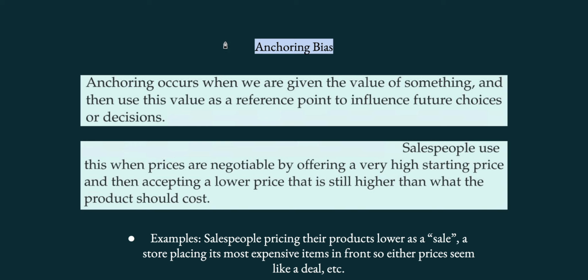Number 2, anchoring bias, is when we are given the value of something and then use this value as a reference point to influence future choices or decisions. Salespeople use this when prices are negotiable by offering a very high starting price and then accepting a lower price that is still higher than what the product should cost.